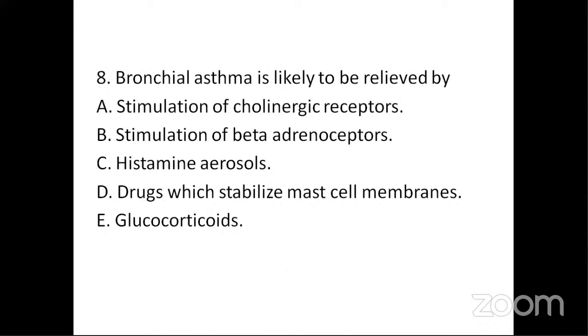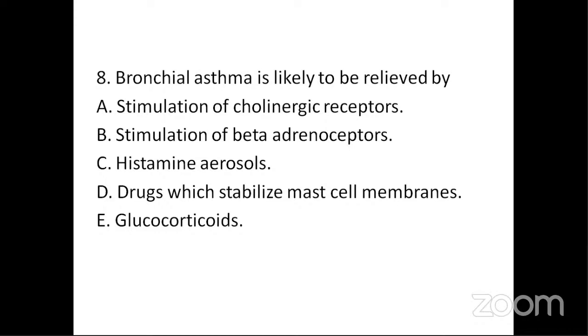Coming to the next question: bronchial asthma is likely to be relieved by stimulation of cholinergic receptors, stimulation of beta adrenoreceptors, histamine aerosols, drugs which stabilize mast cell membranes, and corticoids. Which among the following is right and which is false?